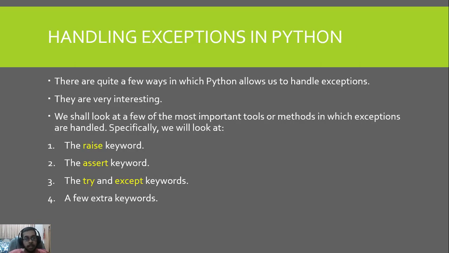Handling exceptions in Python. There are quite a few ways in which Python allows us to handle exceptions. They are very interesting. We shall now look at a few of the most important tools or methods in which exceptions are handled. Specifically, we will look at number 1, the raise keyword, number 2, the assert keyword, number 3, the try and except keywords, number 4, a few extra keywords.